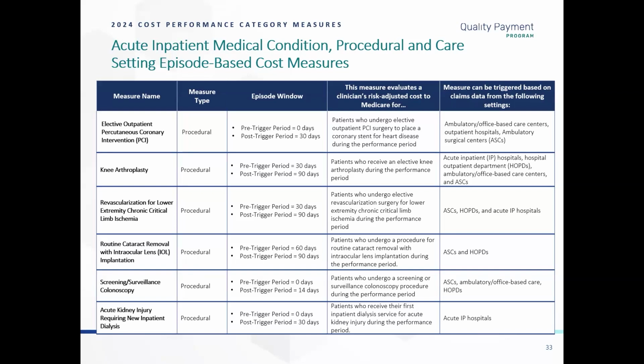And so we have elective outpatient percutaneous coronary intervention, or PCI, knee arthroplasty, revascularization for lower extremity chronic limb ischemia, routine cataract removal with intraocular lens implantation, screening and surveillance colonoscopy, acute kidney injury requiring new inpatient dialysis. Next slide.